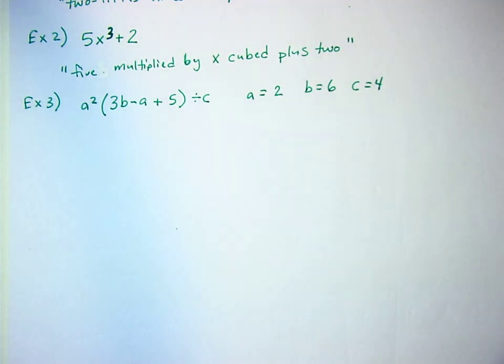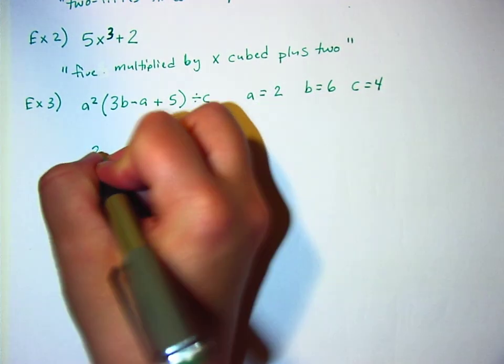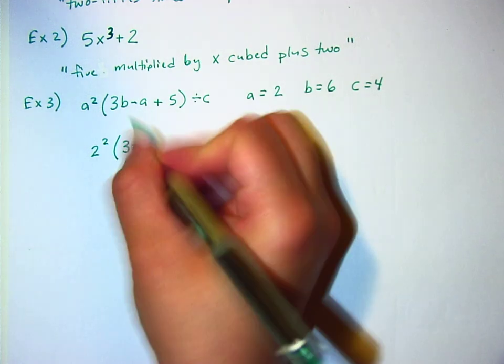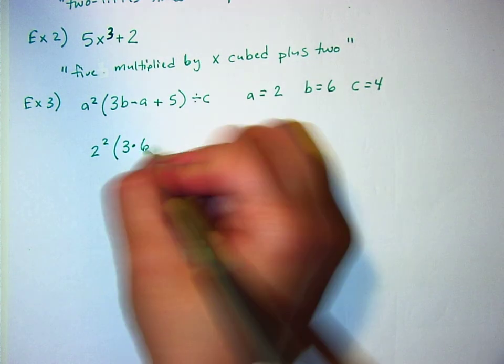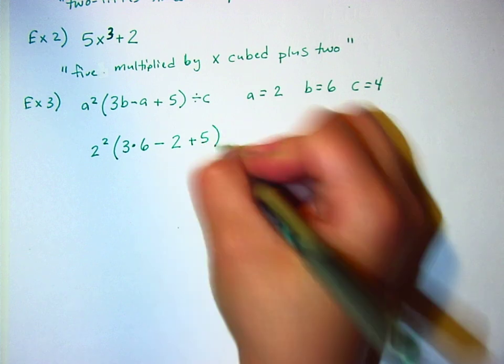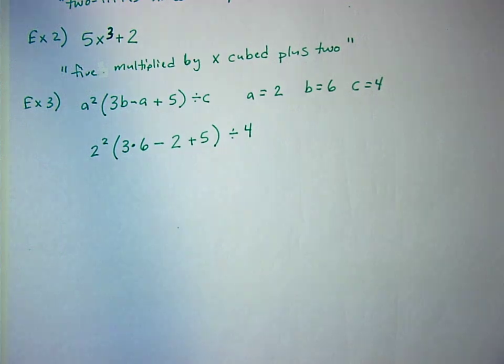Okay, so we're going to substitute that stuff in, or plug that stuff in for all of those variables. So a is 2, b is 6, c is 4. All right, let's give it a try. So let's see, a squared, that's going to be 2 squared, times 3 times b, which is 6, minus a, which is 2, plus 5, parentheses divided by 4, because that's what c is.